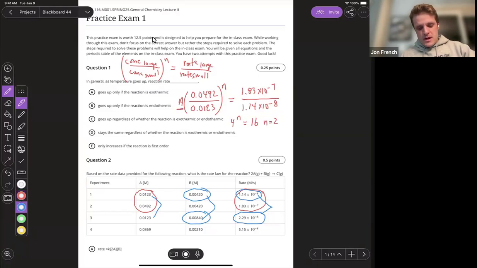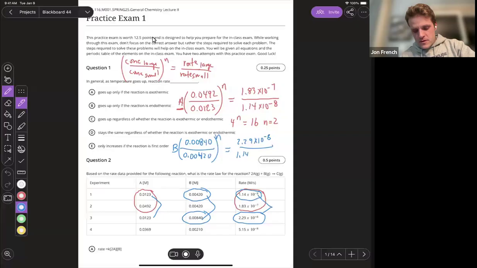Now we want to do the same thing for B. So for B, we've got 0.0084 divided by 0.0042 raised to what power equals larger, so 2.29 times 10 to the minus 8 over 1.14 times 10 to the minus 8. Divide those two, and we've got 2 raised to the n equals 2. And so here we can see that this is a first order relationship. I double concentration, and my rate doubles. So here, n equals 1.